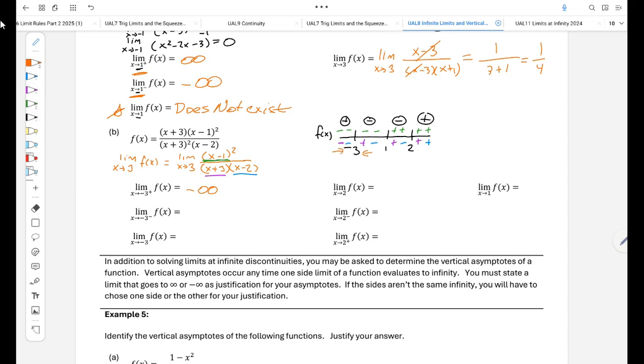3 left is on this side. Again, all the values to the left of negative 3 are positive according to my sign chart. And if it's going to infinity, then it has to be going to positive infinity. And when we're in that case, when we look at the overall limit, the best we can do is write does not exist.